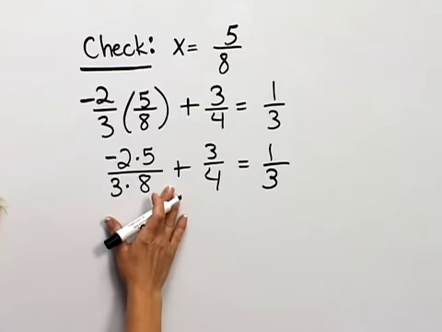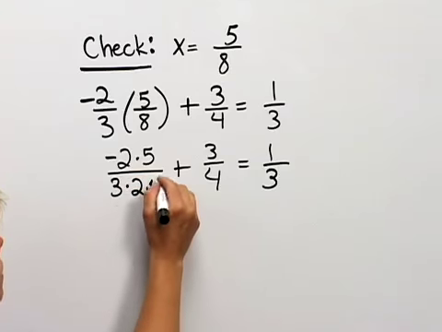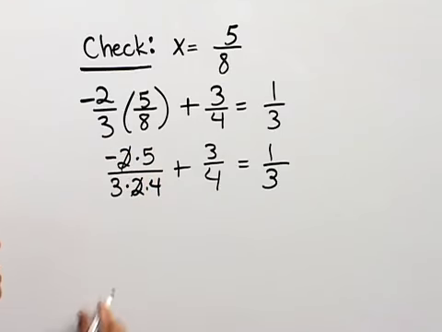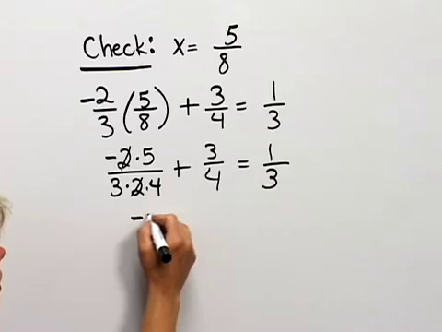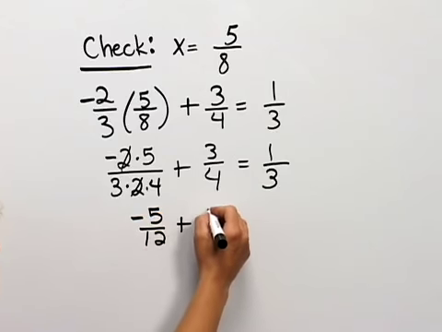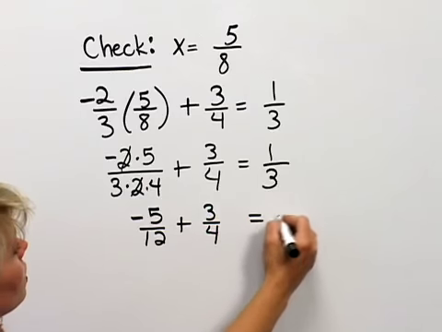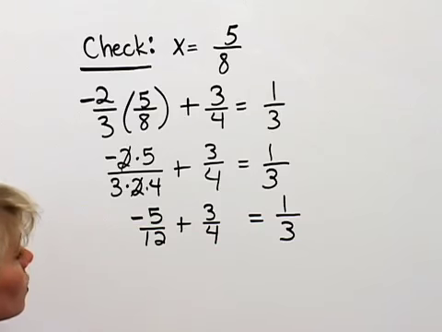Here, our 8 can be factored into 2 times 4, which will make this 2 and that 2 cancel, so we have a negative 5/12. And then that's going to be added to 3/4, which equals 1/3.